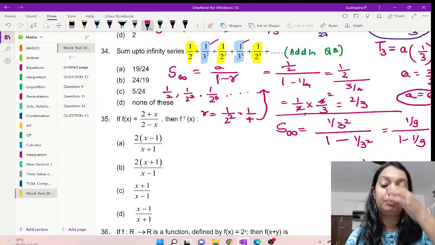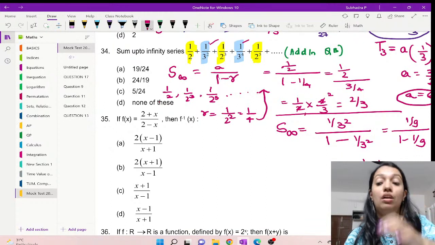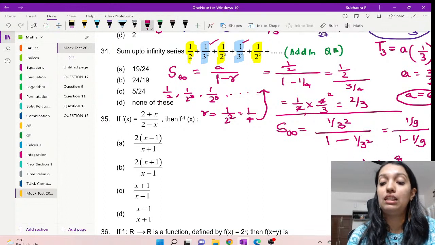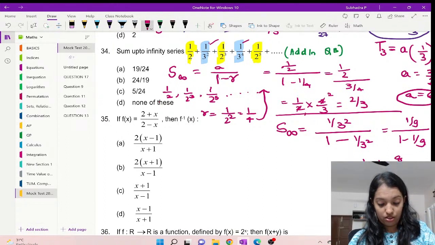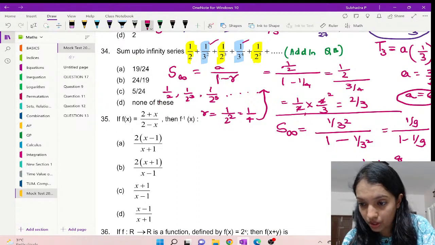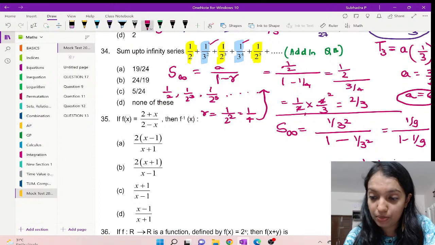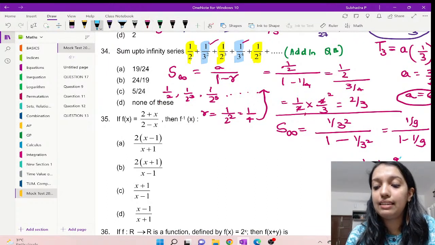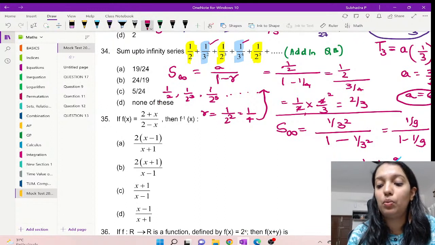1 by 9 divided by 9 minus 1, so this will be 8 divided by 9. 1 by 9 into, it will become 9 divided by 8. So 9 and 9 get cancelled. Your final answer is 1 by 8.